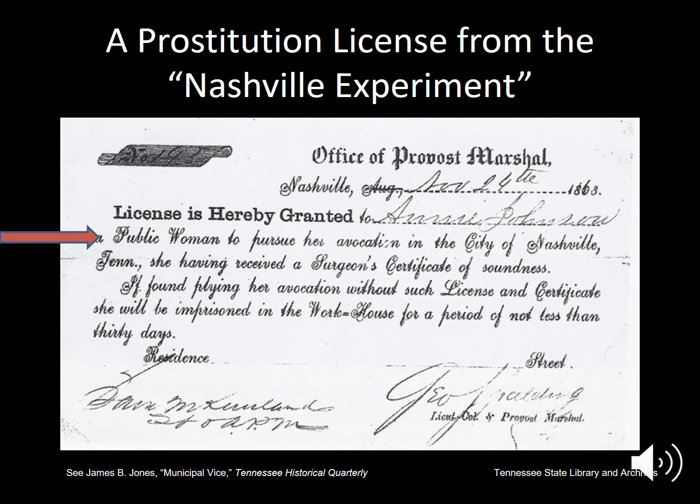At this time, a prostitute was considered a public woman. So during the Civil War, when sexually transmitted infections were wiping out the Union Army, there was the legalization of prostitution, and the certificate or license that a woman received was to be a public woman.